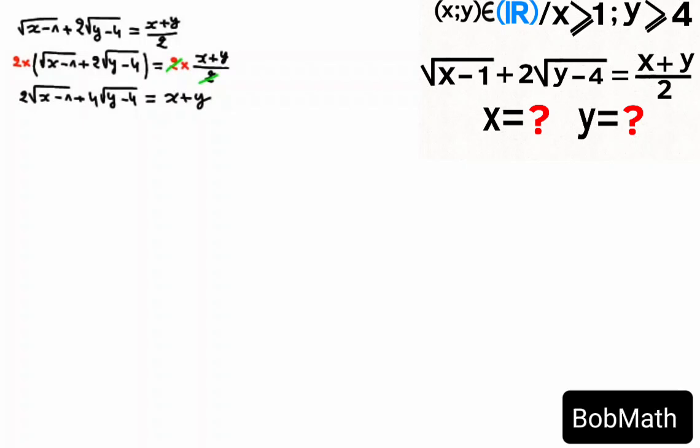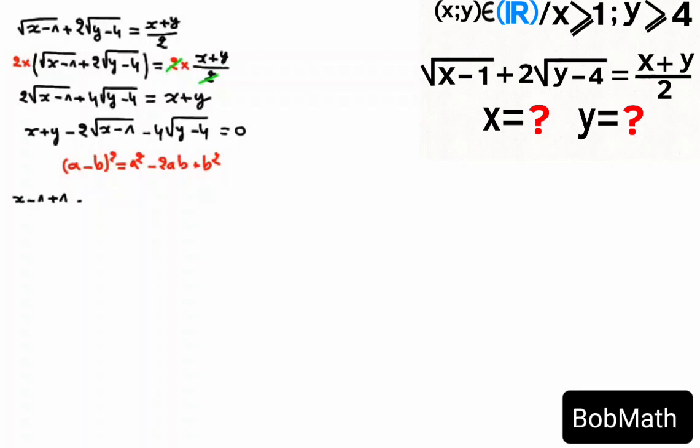And therefore, x plus y minus 2 square root of x minus 1 minus 4 square root of y minus 4 equals 0. We know that (a minus b) all squared equals a squared minus 2ab plus b squared. Now we will try to find these properties in this example. So x minus 1 plus 1 minus 2 square root of x minus 1 plus y minus 4 plus 4 minus 4 square root of y minus 4 equals 0.